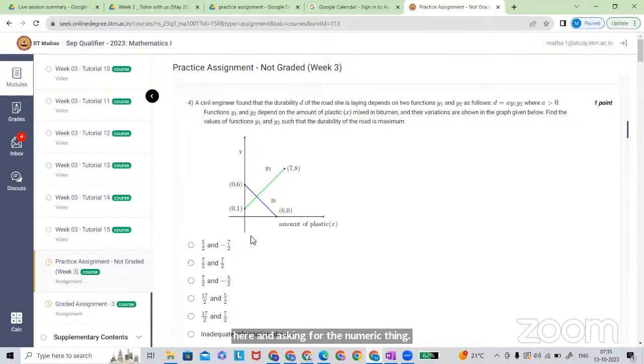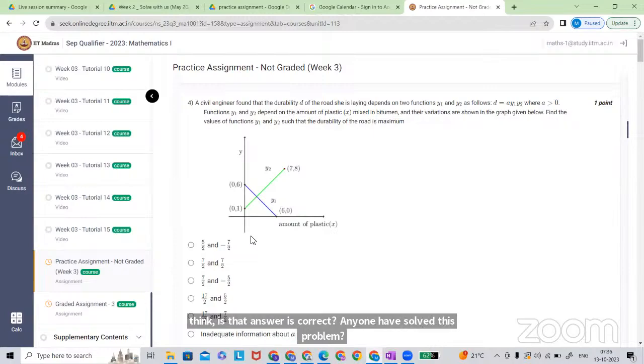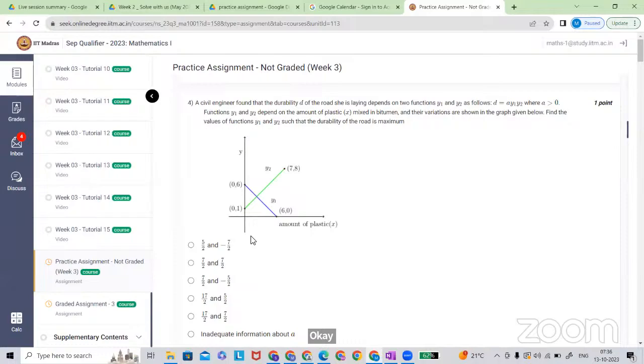Has anyone solved this problem? Anyone here who has solved this problem? No one?